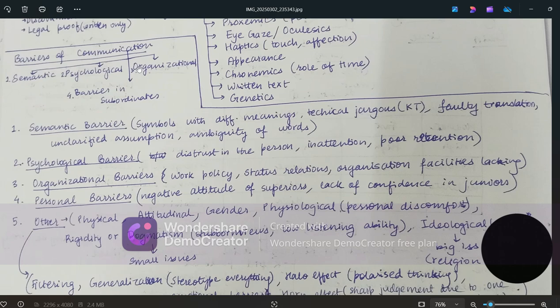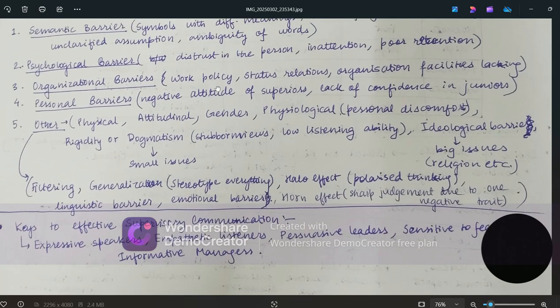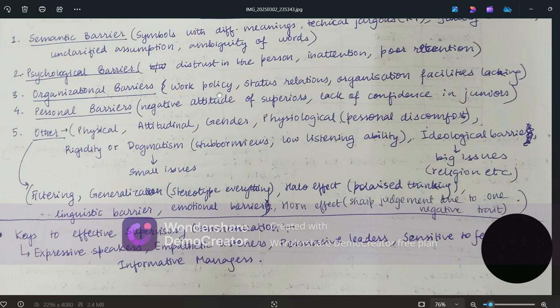Now, organizational barriers are due to work policy, status relations, or organizational facilities that might be lacking for proper communication. Next is personal barriers, like a negative attitude of a superior, or lack of confidence in a junior, or some other personal factors. Now, the last are others, which can be physical, attitudinal, gender, physiological, like some personal discomfort might be there, or rigidity or dogmatism. Dogmatism basically means stubbornness regarding small issues and lower listening ability.